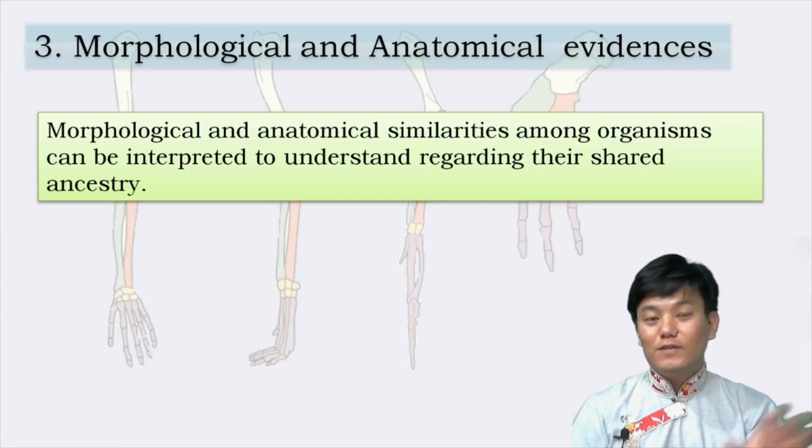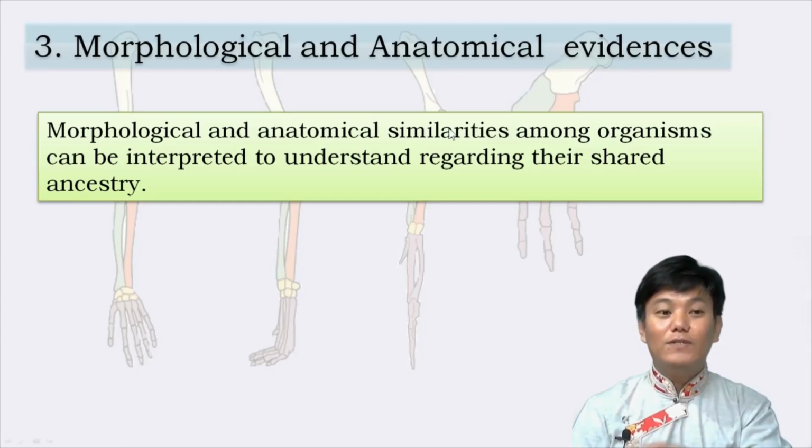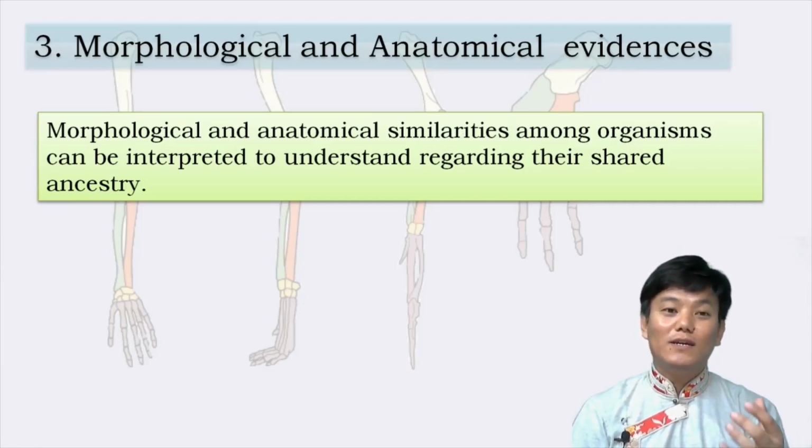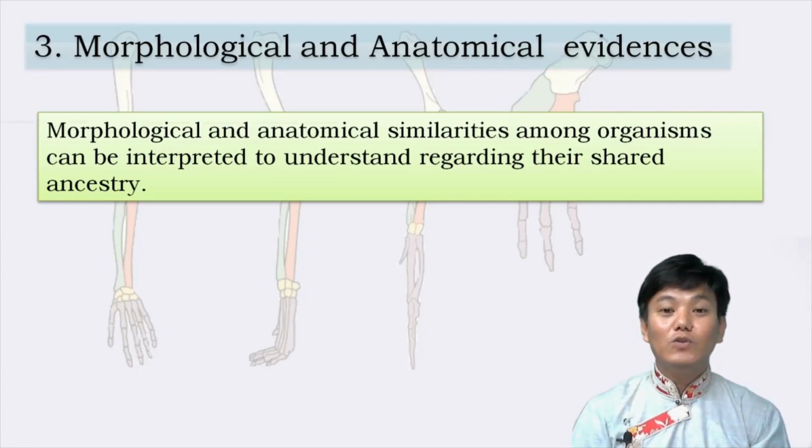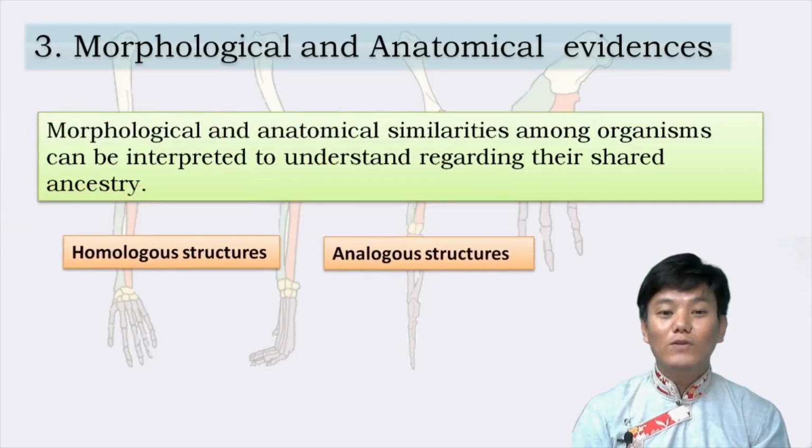If there are different animals and they have certain morphological or anatomical similarities among themselves, then we can assume, or interpret, that they have common ancestors, right? And in this one we have to study two structures, right? Homologous structures and analogous structures.